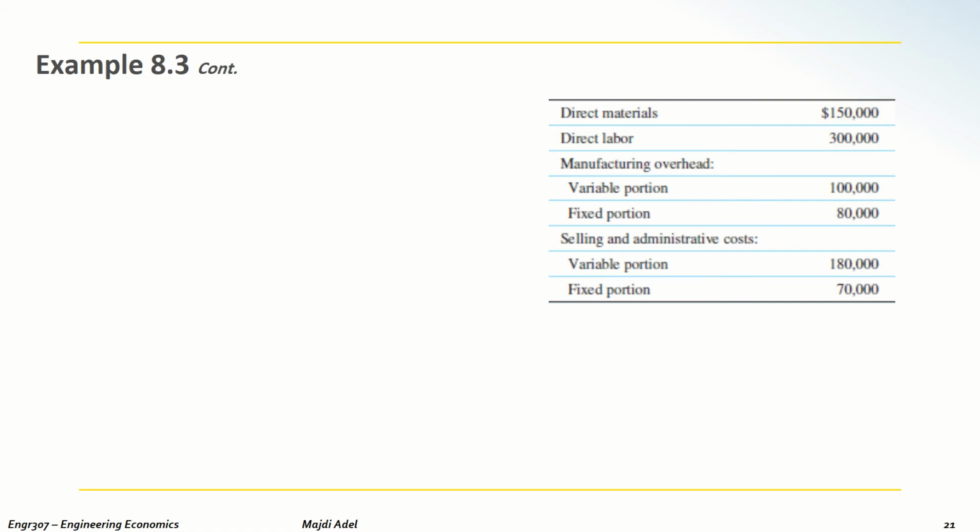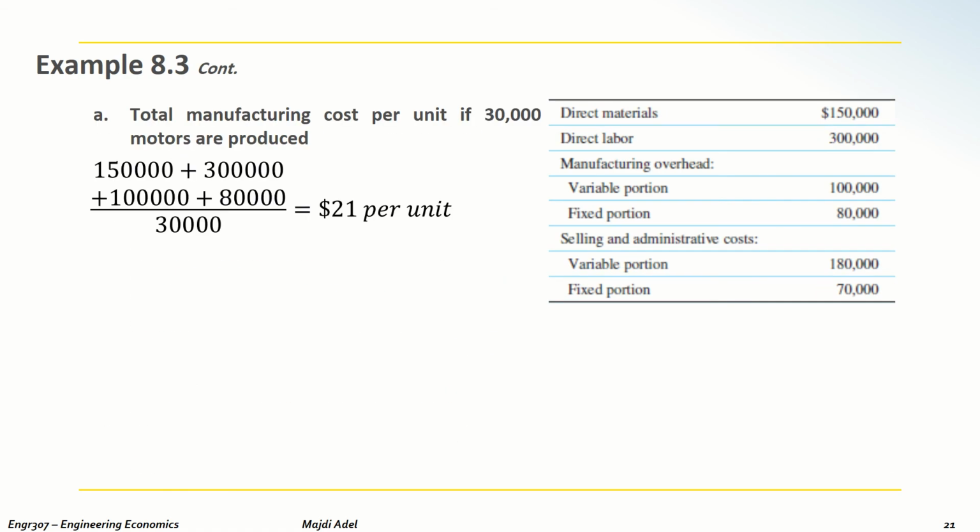For part A, the manufacturing cost. The manufacturing cost is direct material, direct labor, and the manufacturing overhead. Those are the manufacturing costs. So the cost per unit is the summation of them divided by 30,000 units. So the manufacturing cost for producing 30,000 is $21 per unit.